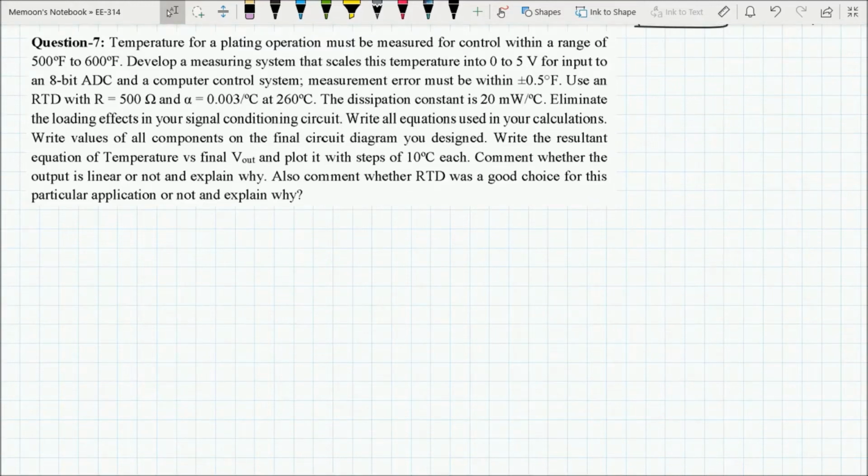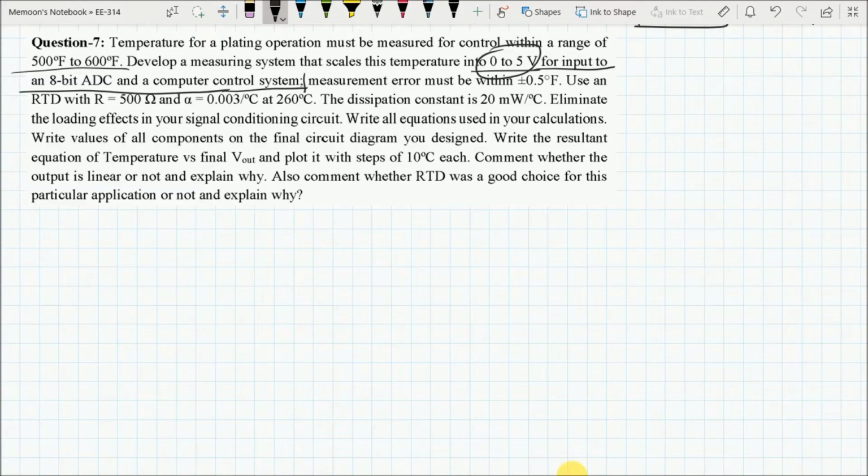And again in this example we are going to take a temperature sensor as a resistive sensor. The problem states that the temperature of a plating operation must be measured for control within a range of 500 to 600 degrees Fahrenheit, and we have to develop a measuring system that scales this temperature into a 0 to 5 volt output. And why do we want to convert it into 0 to 5 volt output? Because we have to use this as an input to an 8-bit ADC and a computer control system.